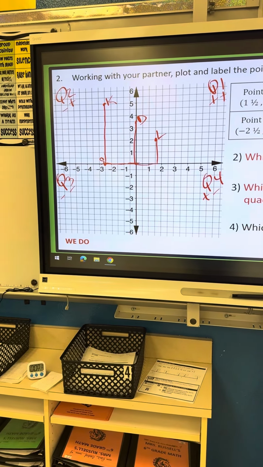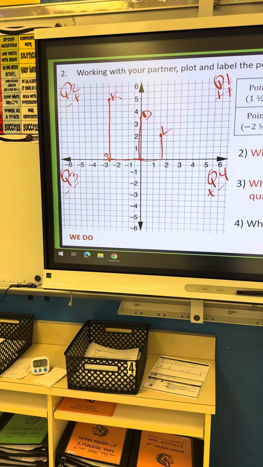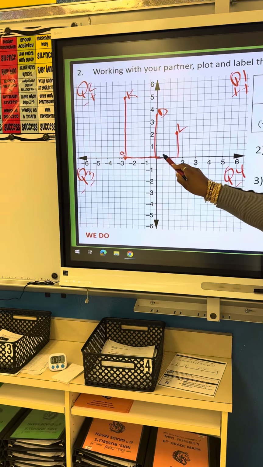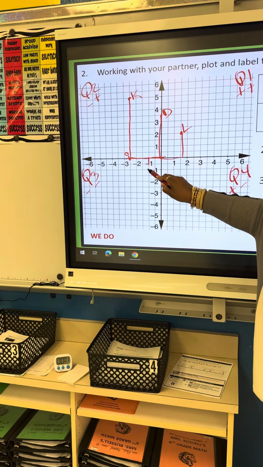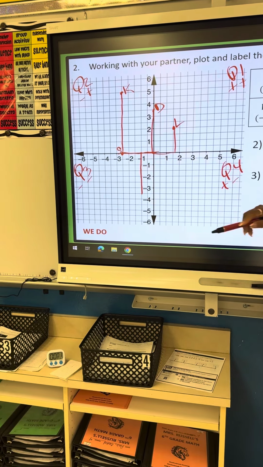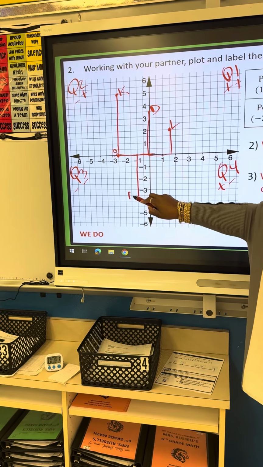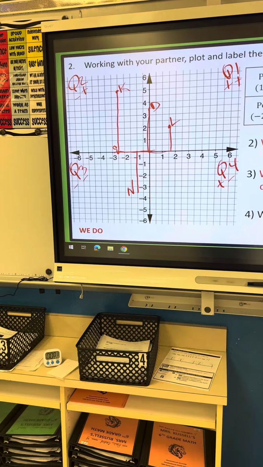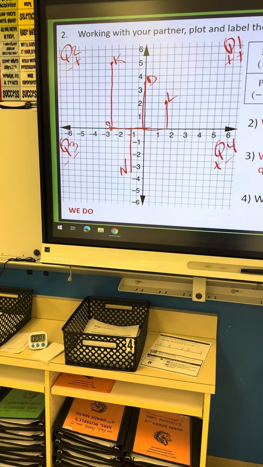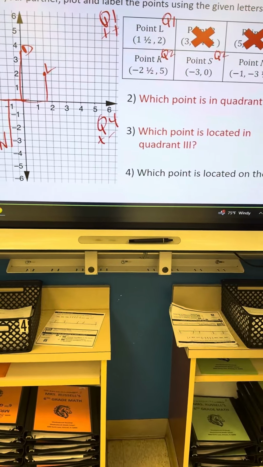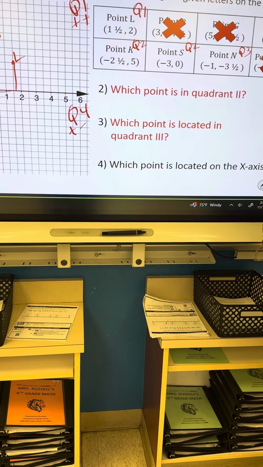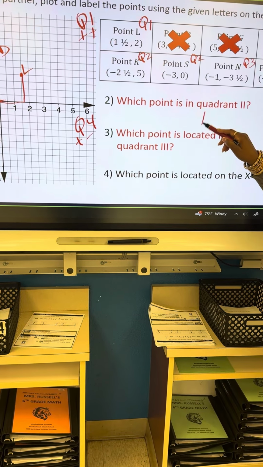And then over here, point N, it said negative 1 and negative 3.5. We'll go over to negative 1, and I'm going to come down to negative 3.5, and that is my point N. So the question says, which point is in quadrant 2? Look at quadrant 2. Which point is sitting inside of quadrant 2, everybody? K. You're right. Correct. K.